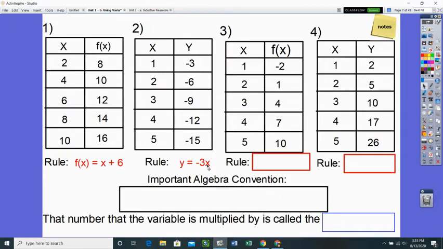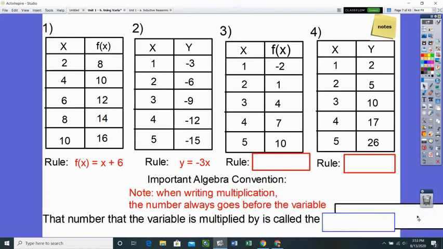The other thing that is really important, I need you all to pay attention, very important algebra convention: the number when you're multiplying needs to go in front of the variable. So when you're writing multiplication, the number always goes in front. If you had, for instance, y equals 2x, you would never write it y equals x2. So that number always goes in front. Now, before we move to the 2 tougher ones, does anybody remember what that number is called? The number that sits in front of the variable in multiplication begins with the letter C.